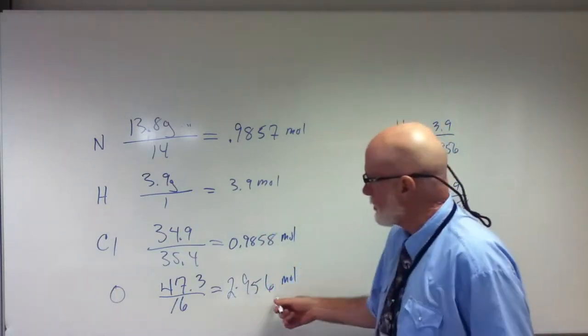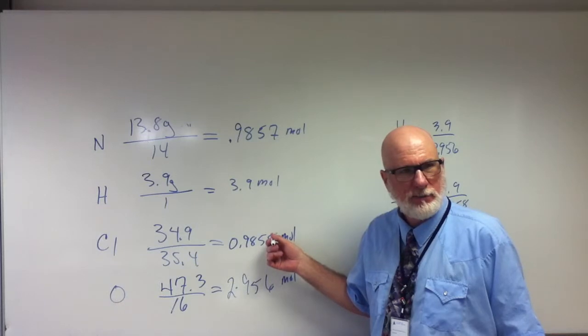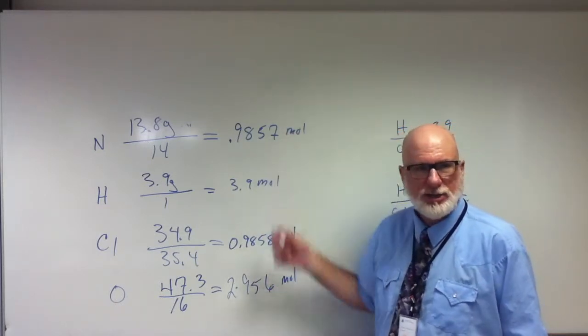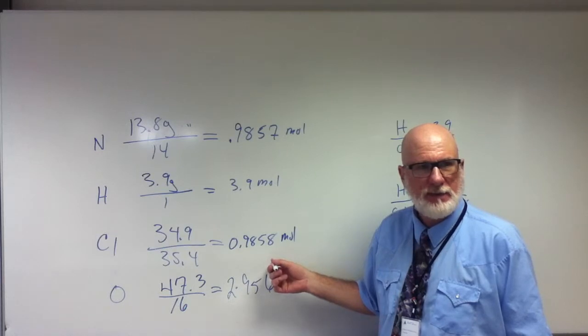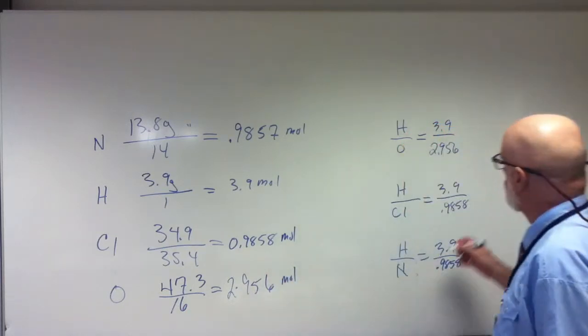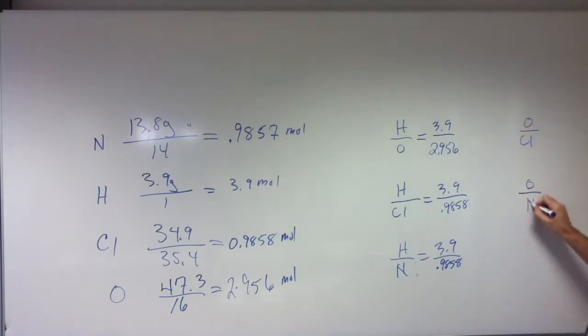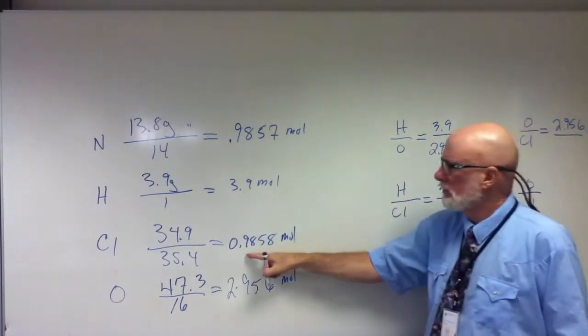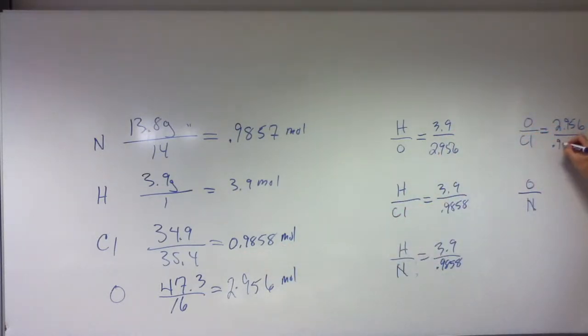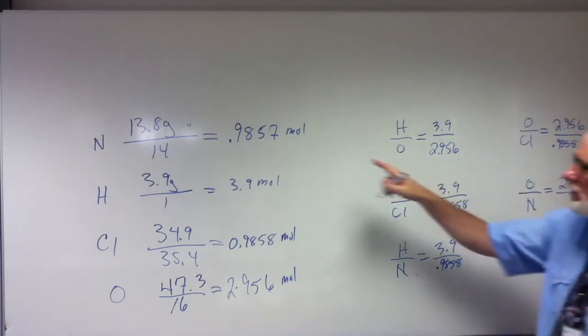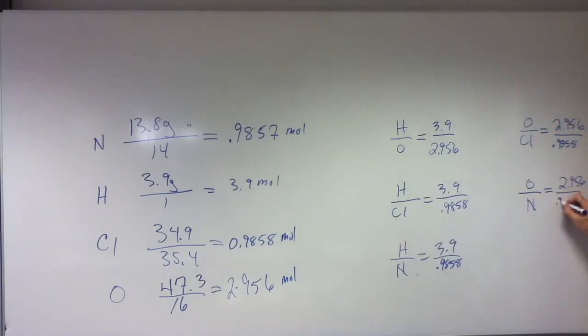You could say oxygen over chlorine, right? Isn't that going to be the same as oxygen over nitrogen, oxygen over chlorine? Same, right? Yes? Okay. So you could also say oxygen over chlorine and oxygen over nitrogen, right? That's going to be 2.956 over 0.9858 and 2.956 over 0.9857. All right, I think we're done.